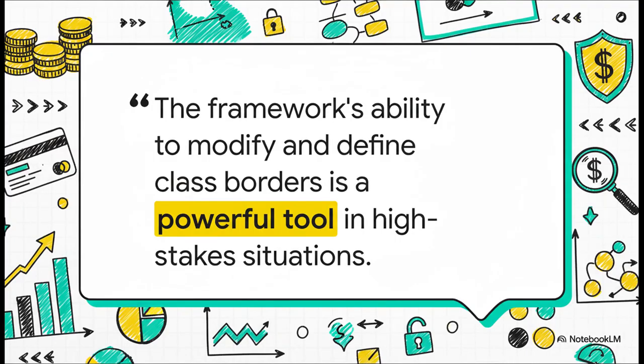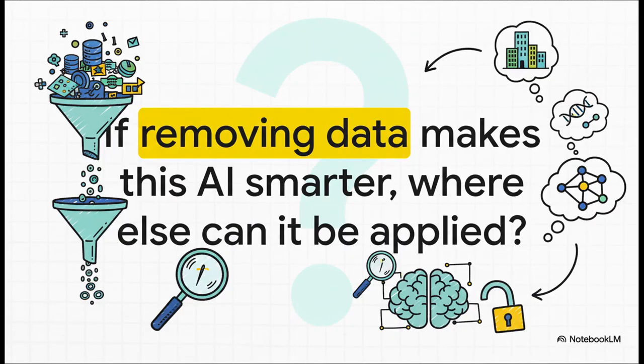And the researchers themselves said it best. They concluded that this ability to go in and sharpen the boundaries between what's good and what's bad is an incredibly powerful tool, especially when the stakes are as high as they are in finance. And that leaves us with one last, really fascinating question to think about. We just saw how less data can make an AI smarter at finding fraud. So, where else could this powerful, counterintuitive idea work? What other needle-in-a-haystack problems could we solve not by adding more, but by intelligently taking away?